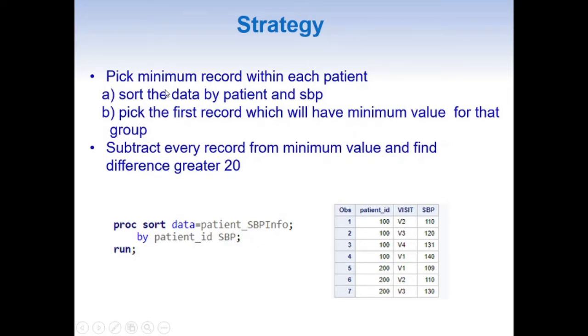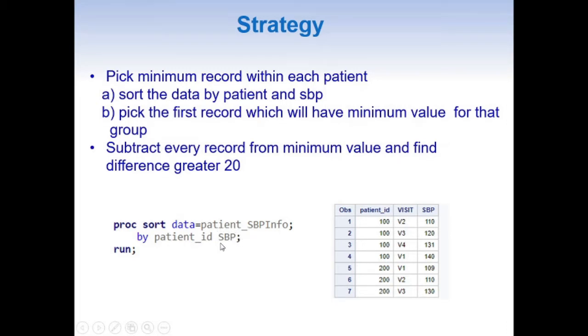Now let us look into the very first point, that is how to pick up the minimum record within each patient. To do that, first we need to sort the data by patient and SBP. Here I am using proc sort to do that. The code is as follows: proc sort data equal to the data set which we want to give, by patient ID and then SBP. So what is happening when I say by patient underscore ID followed by SBP?